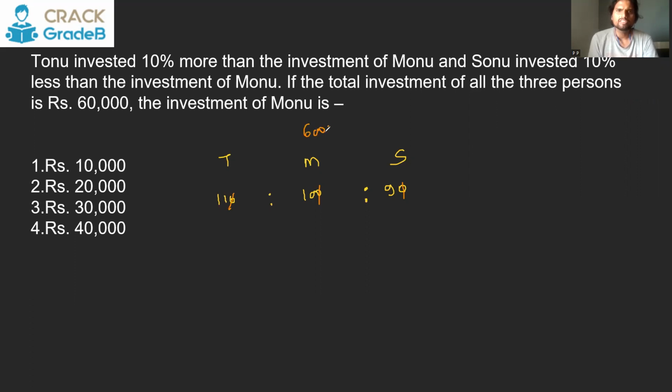They are asking if the total investment of these is 60,000. So they are just asking about investment, not even asking about the profit. So 60,000 we have to divide in the ratio 11:10:9. They are asking what is the investment of Monu. So Monu invested 10 parts out of total 30 parts of 60,000. So that means 20,000. So Monu invested 20,000.